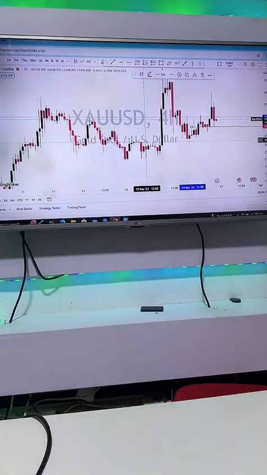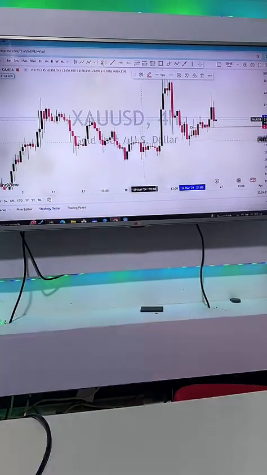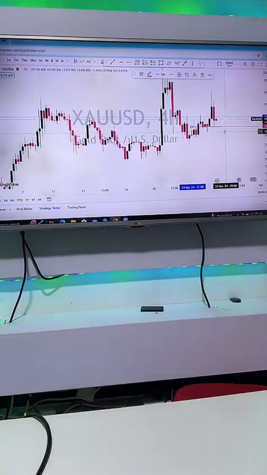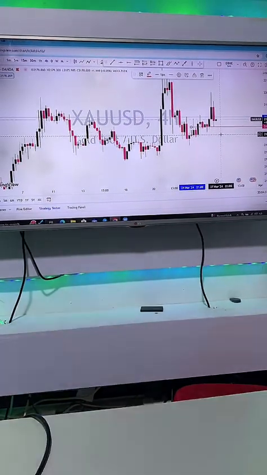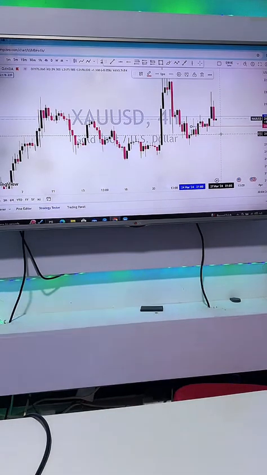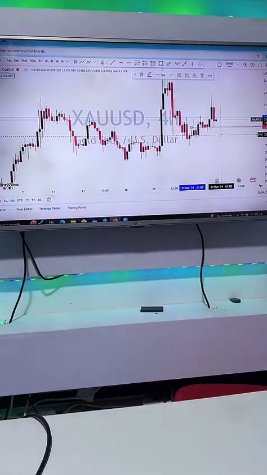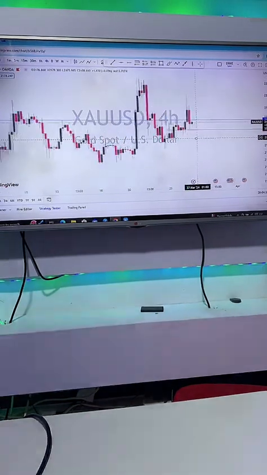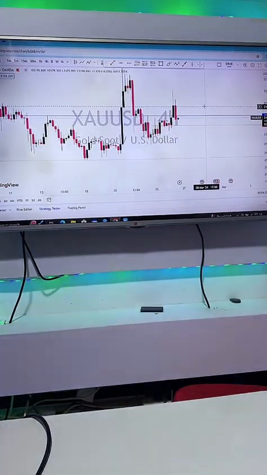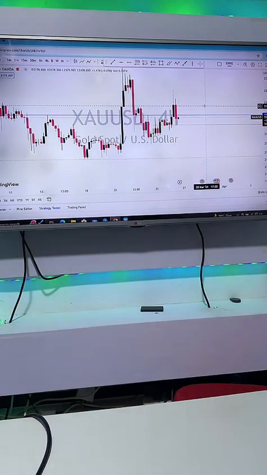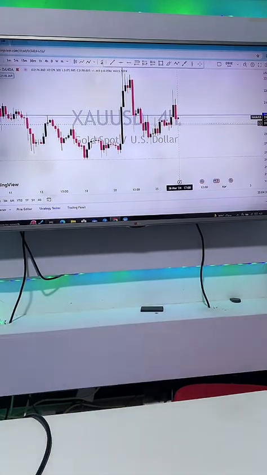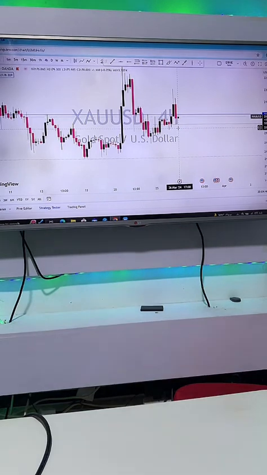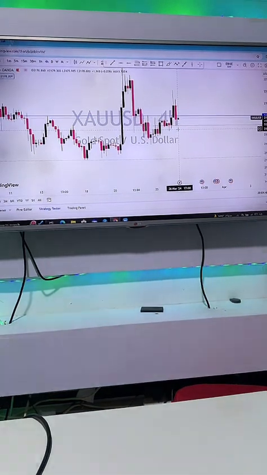So which one is best? I like using forex.com because it goes with MT4 and MT5. That's why I like using it. I used to use Wanda, but when I realized that forex.com goes with MT4 and MT5, I decided to use that one.